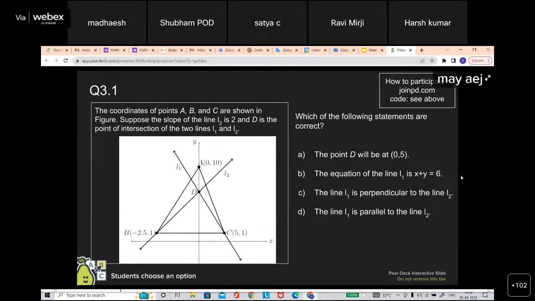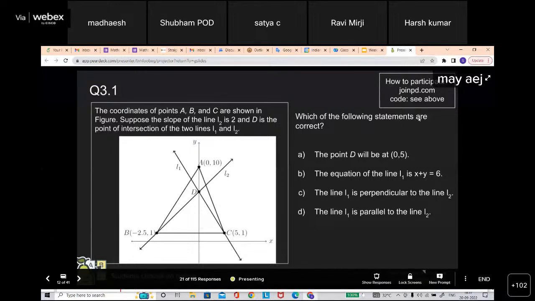No, you can assume this is MCQ, not MSQ. Only one option is correct. Here it is just written, which of the following statements. Student: Sir, single choice? Yes, this is a single choice question. Just choose only one option.